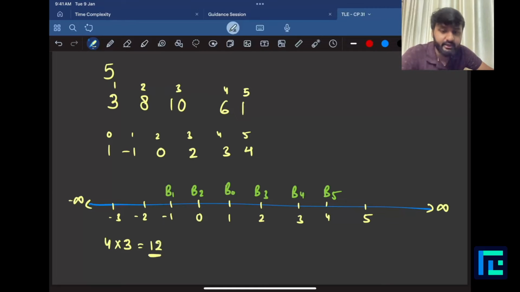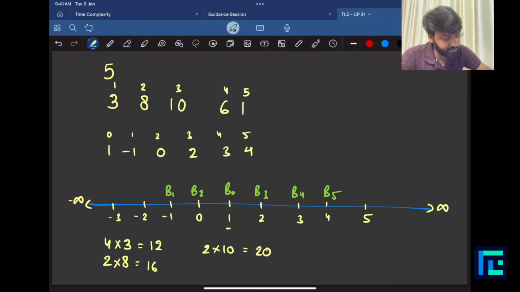Let's do this for B2, B3, B4, and B5. For B2, it's at the 0th coordinate. You want to visit it 8 times. The difference right now is 1, so 1 plus 1, round trip, is 2. 2 into 8 times becomes 16. Now for B3, the distance from here to here is again 1, so the round trip takes 2. 2 into 10 times becomes 20.